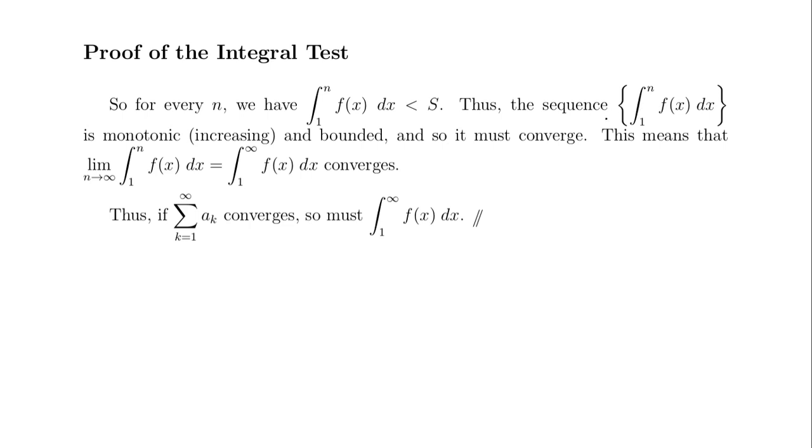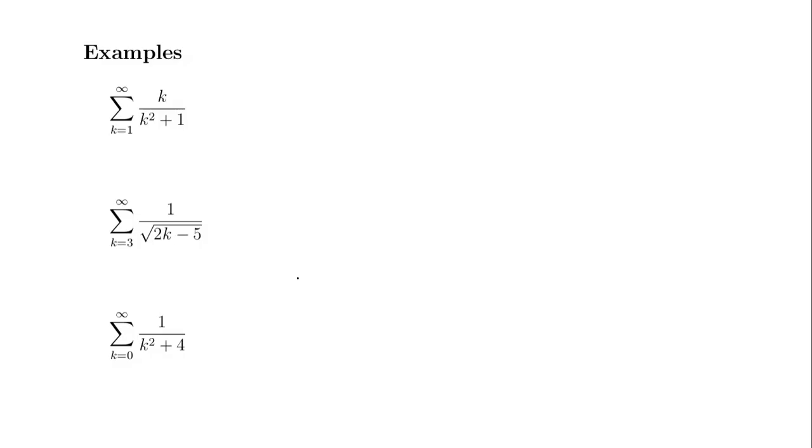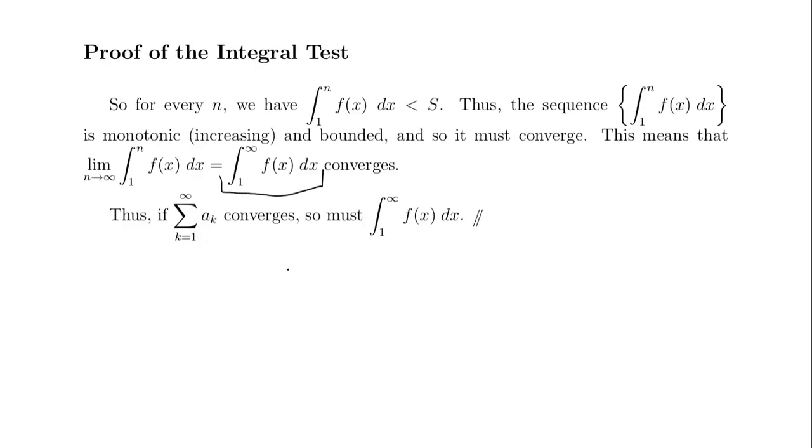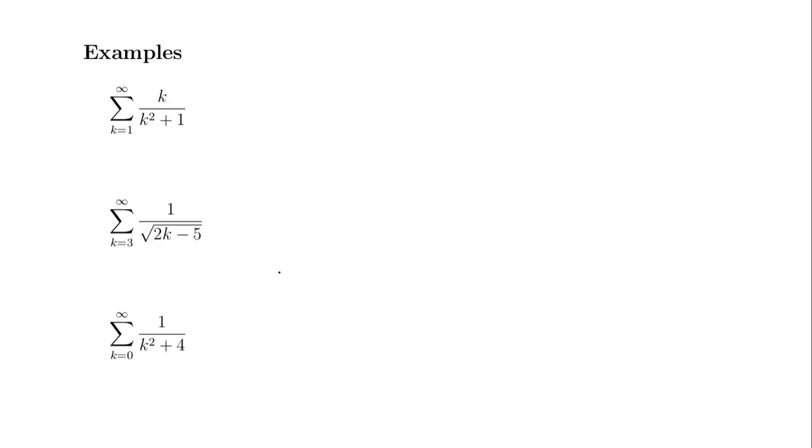Now, if this sequence converges, that means the limit exists, right? And so, hey, wait, this limit, that's what this integral is. So we know this integral converges. Done. If the series converges, so does the integral. So what the integral test says is you can just connect these things. So let's take a look at some examples of why this is really helpful.